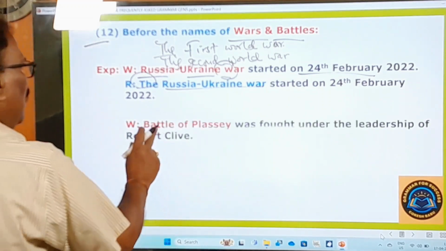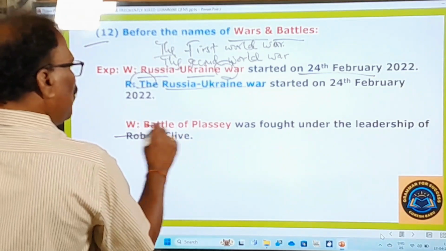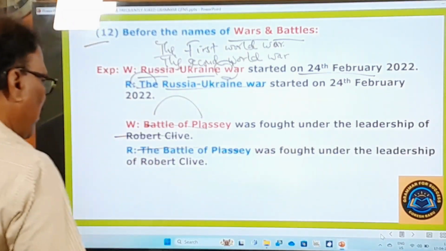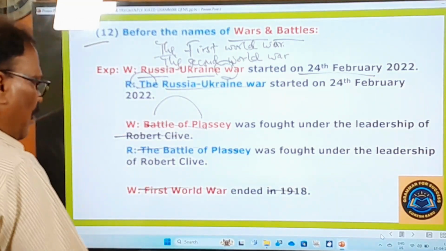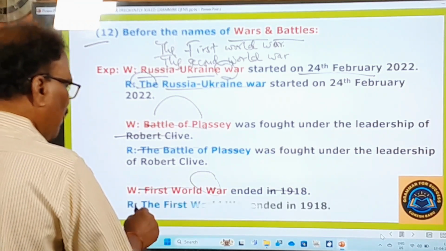Right? And Battle of Plassey was fought under the leadership of Robert Clive. You cannot simply say Battle of Plassey. You have to say the Battle of Plassey, right? And last example, First World War ended in 1918. Okay, First World War, you cannot say that. It's a war. You cannot say that. What should you say? The First World War.